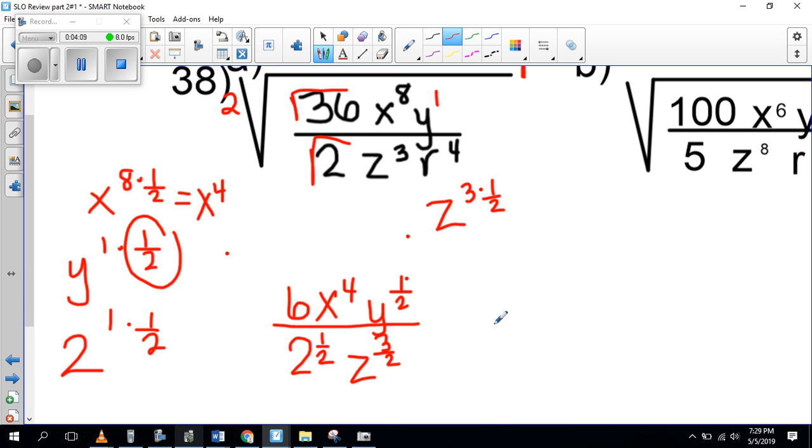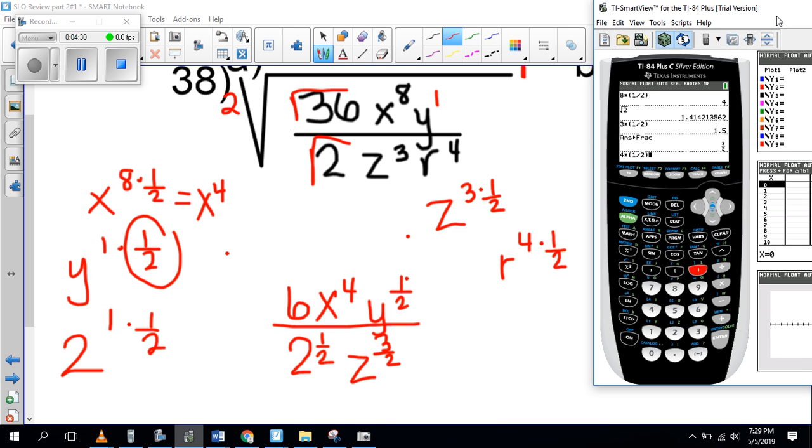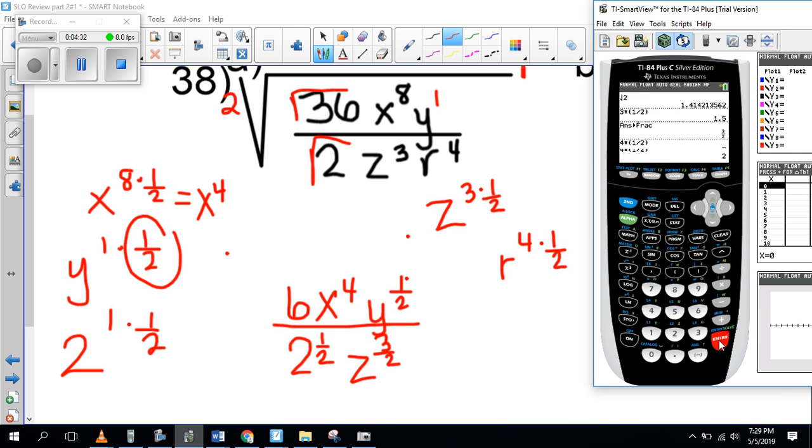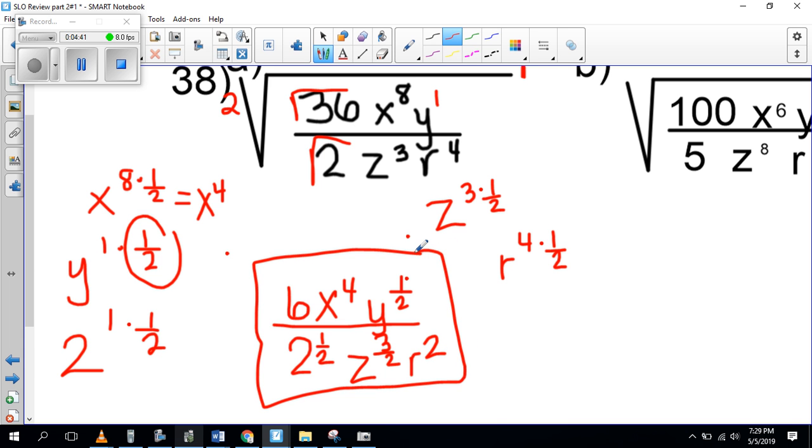Okay, let's do our r. We have r to the 4th, and we're going to multiply it times our 1/2, and we'll get our calculator. 4 times parentheses 1 divided by 2, because that's what we had. Let you see it. And we get 2. So r to the 2nd. So basically, here is our simplified answer.